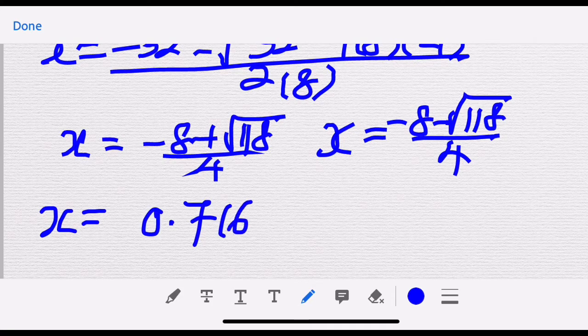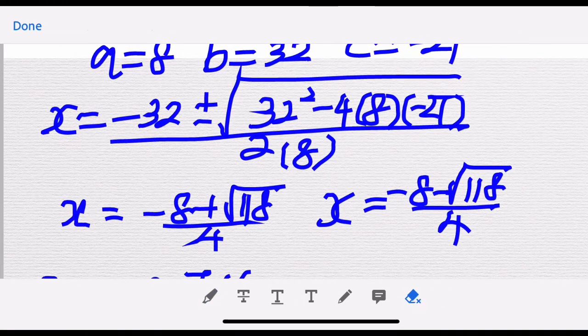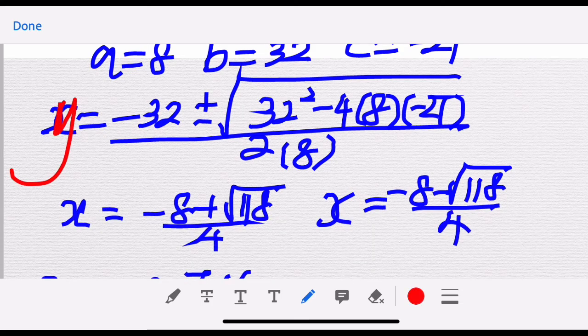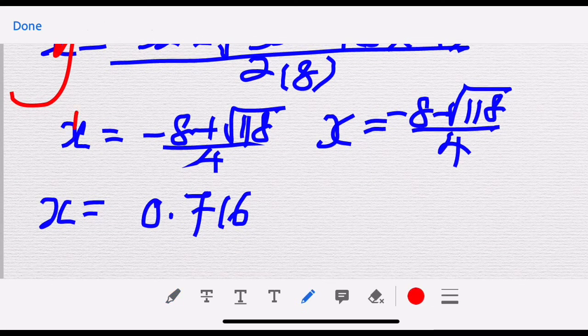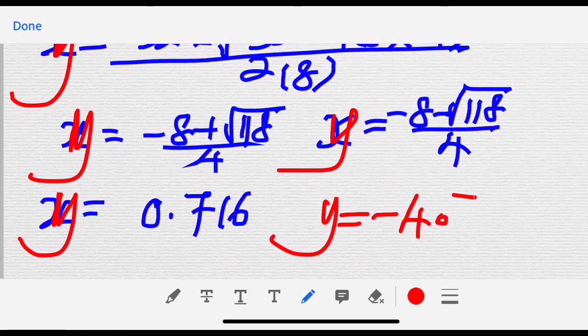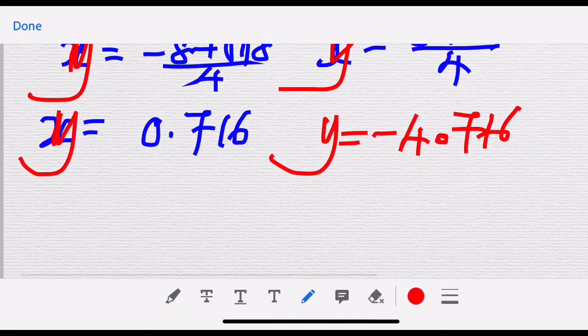Be careful, this is y. I always remind myself, this is y. So we change to y. The y is 0.716, and the other y will be negative 4.716, right? Okay, so then you can find the x.